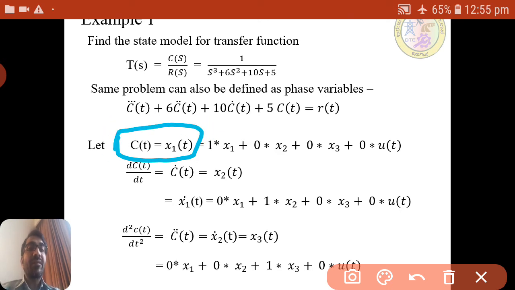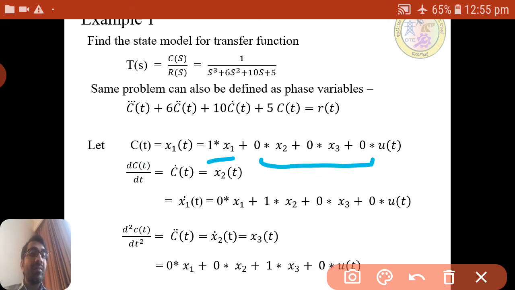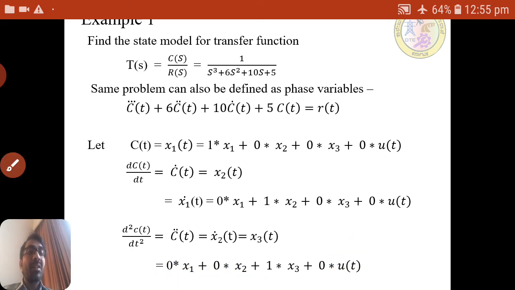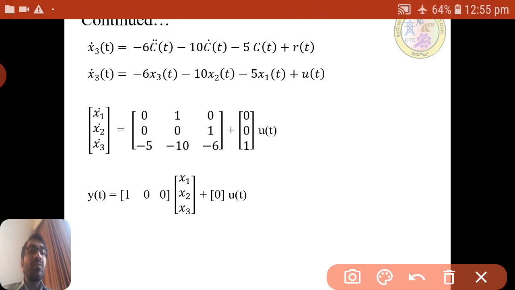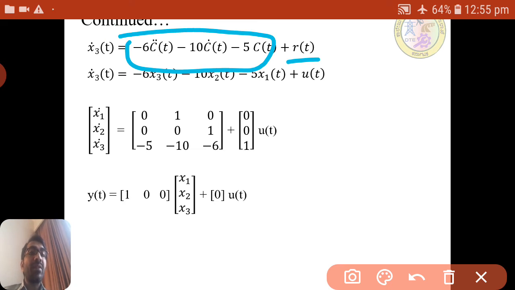First let us consider c of t is equal to x1 of t. Okay, so in that x1 will be 1, all others will be 0. Then c dot of t, that is the first derivative, is equal to x2 of t, where x2 will be 1, all others will be 0. Similarly the second derivative, x2 dot of t, is equal to x3 of t, and in that case x3 will be 1, all others will be 0 here. Similarly x3 dot of t is equal to r of t minus these three terms: second derivative, first derivative and the constant.